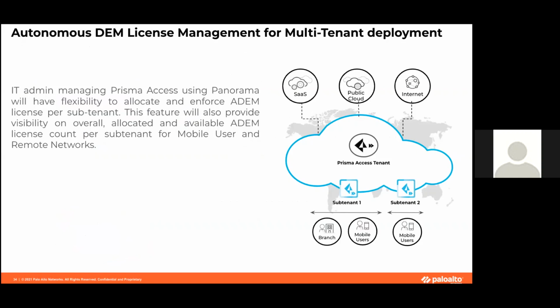We have made this feature, ADEM, available for multi-tenant deployment also. To enhance the application experience with multi-tenant deployments, Prisma Access now provides flexibility to distribute and enforce ADEM mobile users licenses at each tenant. So the IT team managing Prisma Access using Panorama will have the flexibility to allocate and enforce ADEM license per subtenant. This feature will provide visibility to overall allocated and available ADEM license count per subtenant, mobile users, and remote network zone.